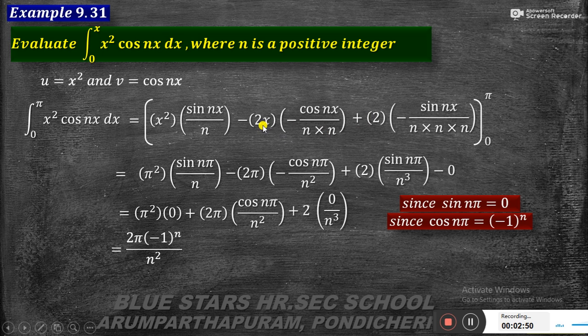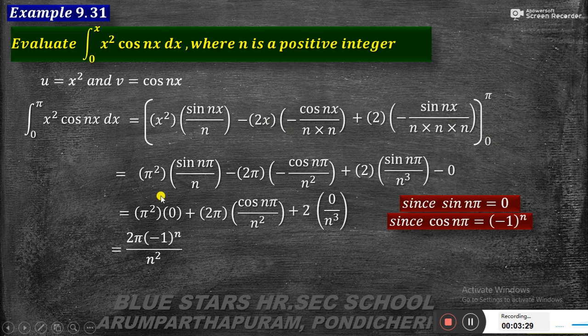The next step, again I differentiate the 2x: 2 into differentiation of x is 1, so it is 2. Next, integration of cos nx is sin nx by n, giving n cube in the denominator. So I apply the limit 0 to pi. Upper limit x equal to pi gives pi square sin n pi by n minus 2 pi into minus cos n pi by n square plus 2 into sin n pi by n cube. Next, minus the lower limit 0: sin 0 is 0, so the terms are 0.